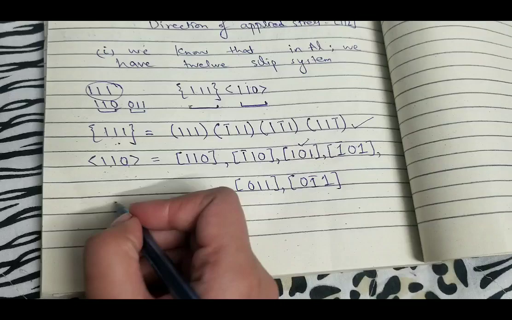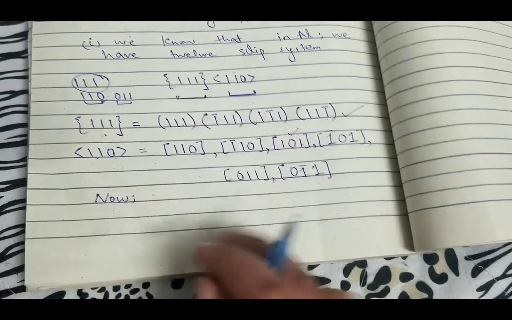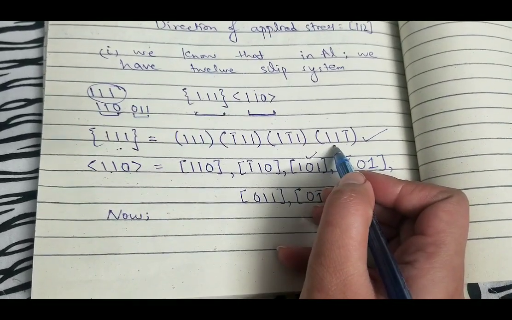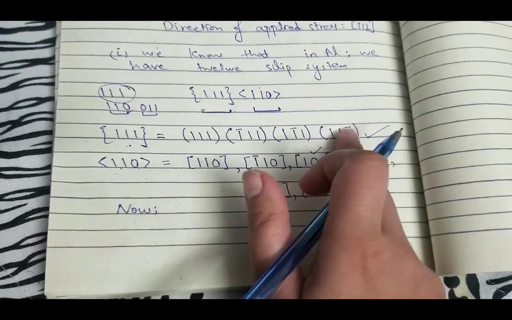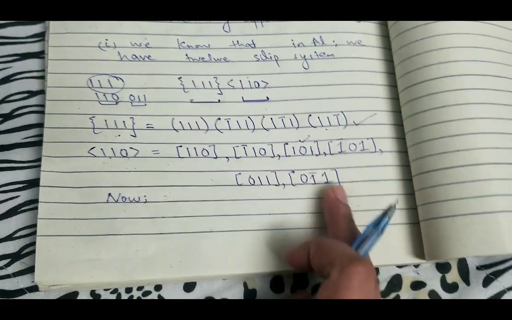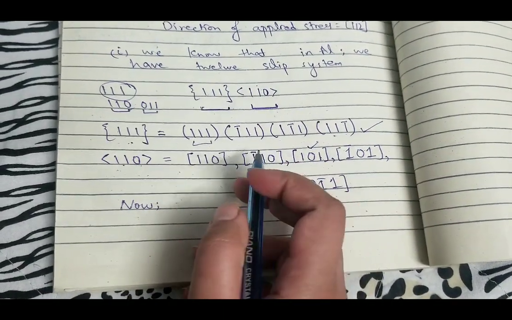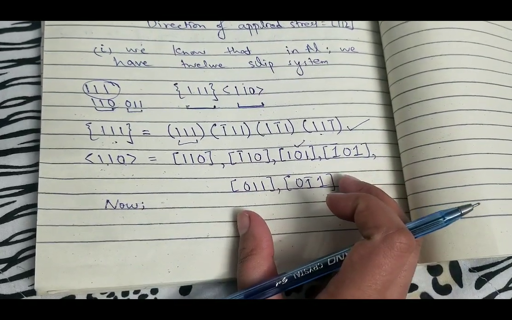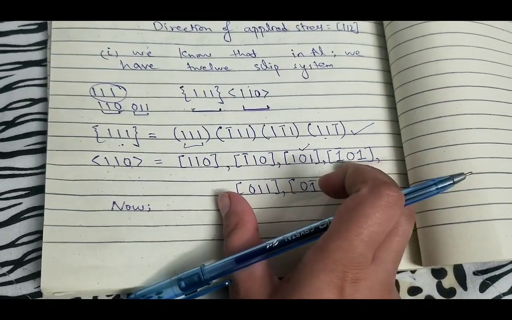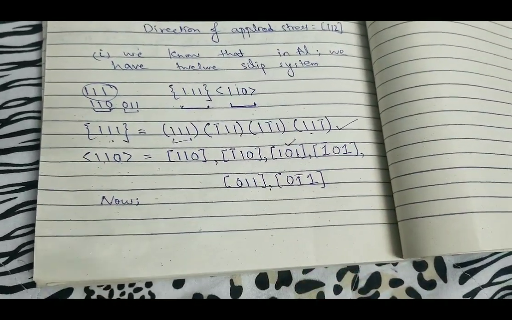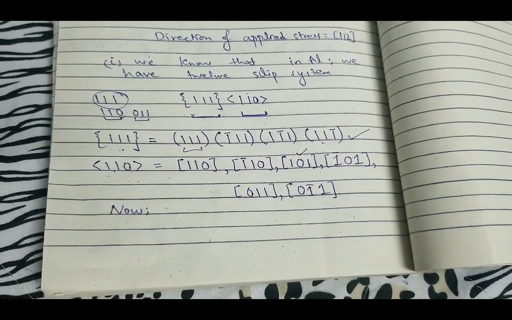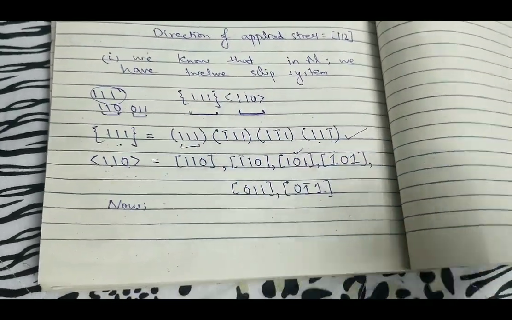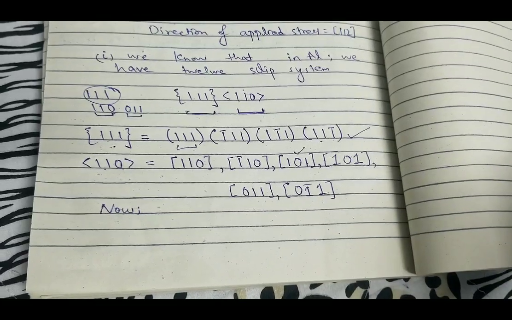Now we need to find out which plane has which slip direction, because there are 4 different planes, and not all of the planes have all of these slip directions. For example, this plane will have 2 to 3 slip directions from these 6 slip directions. Not all these directions will be its slip direction. We have to determine the slip direction for a particular plane separately, for this plane separately, for this plane separately, and for this plane separately.